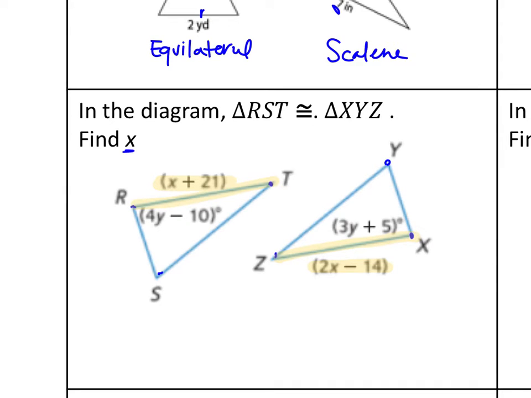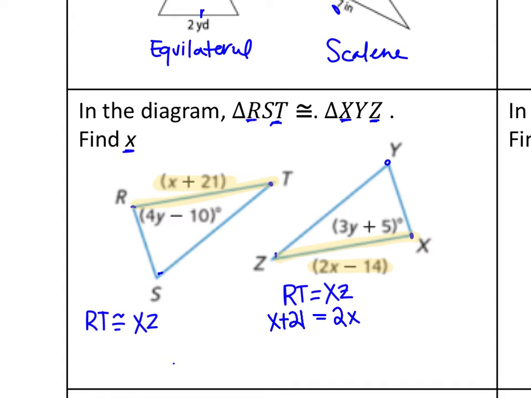Thinking about my congruent statement, I know that RT is congruent to XZ. They are corresponding sides, okay? Knowing that they correspond, I can say that RT equals XZ, okay? And then all I have to do now is just substitute in for my side lengths. So RT here is X plus 21, okay, so X plus 21. And then XZ we see is 2X minus 14.